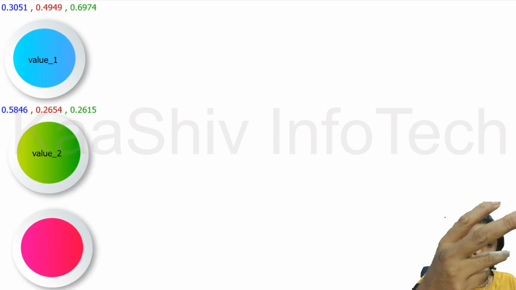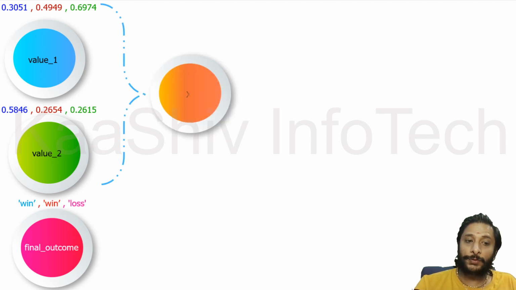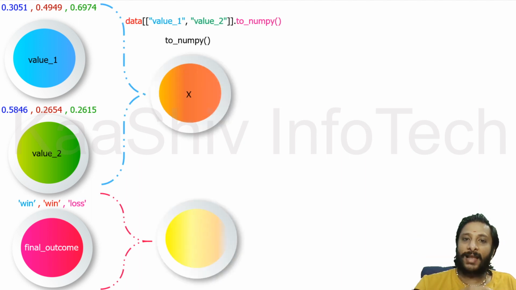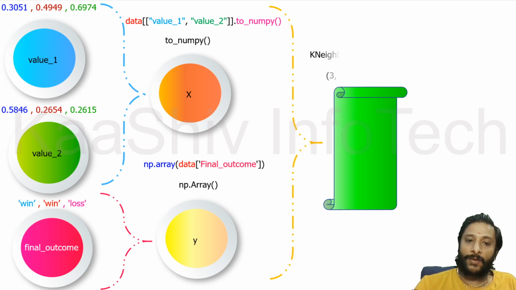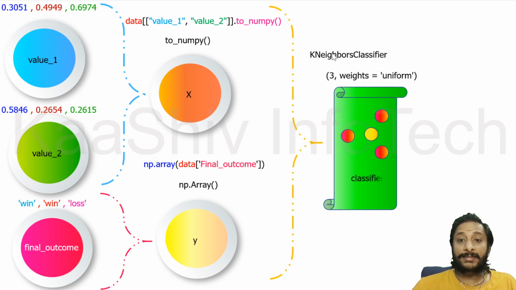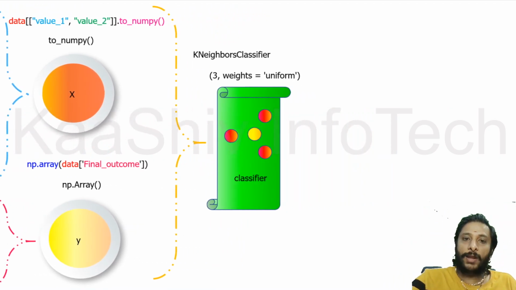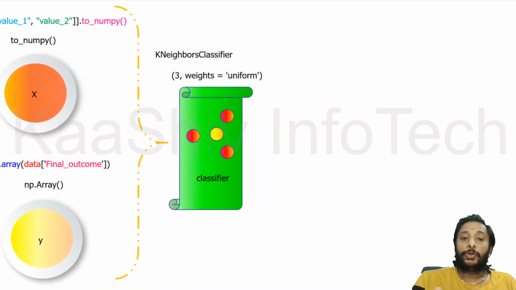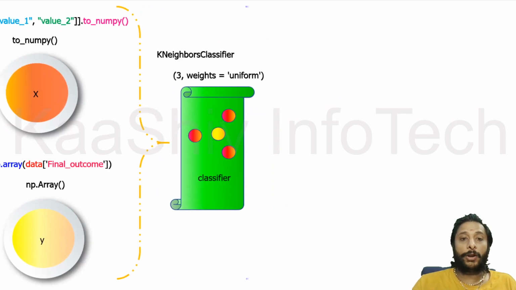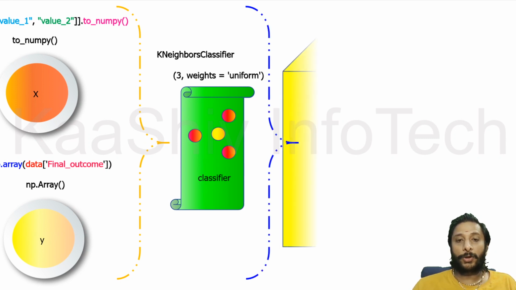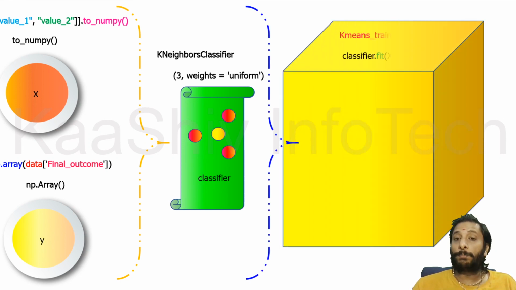You got the x value, that is value 1 and value 2, and the y value, that is your final outcome. I got the x value which is converted into an array, y value which is converted into an array, and the algorithm is applied. So 3 data, uniformly take the data, consider this data, find this data. So your classifier algorithm starts. Take this x value and y value, apply it on the algorithm, and you are able to create a model. This model is used to predict the systems.